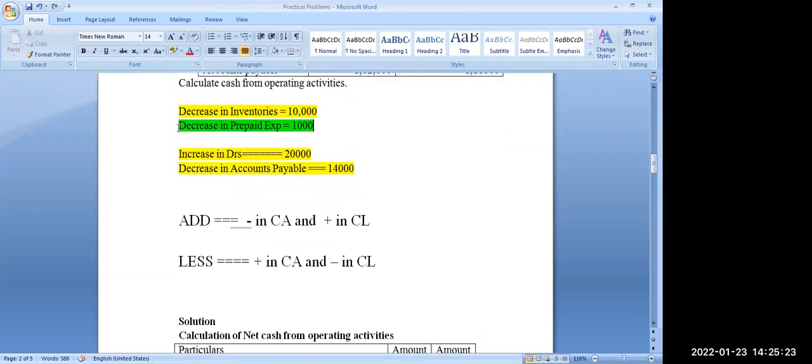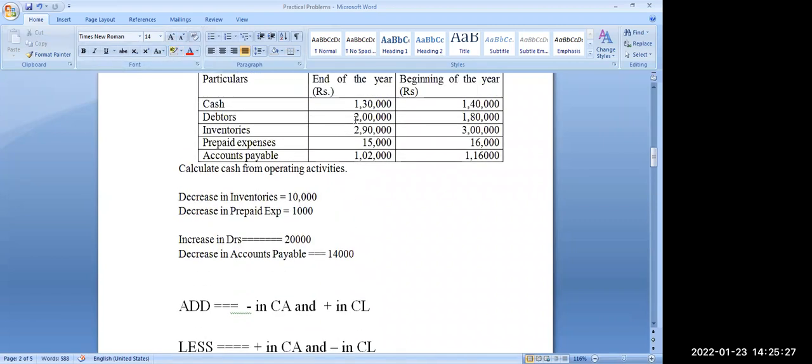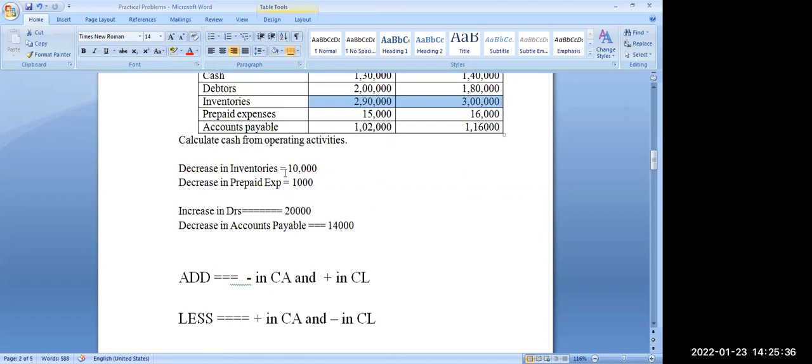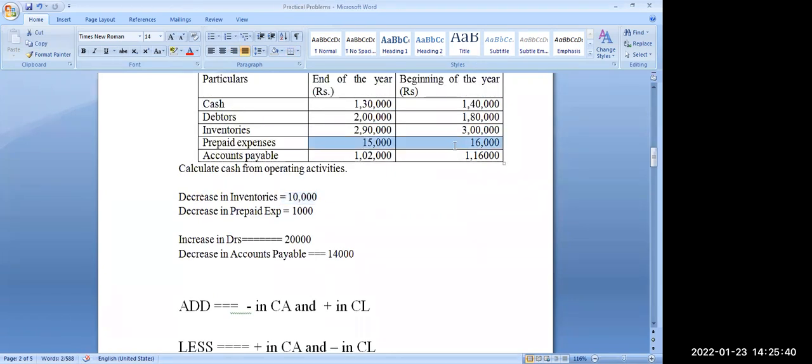Now I have taken decrease in inventory. I have written here decrease in inventory. How much? From 3 lakhs, it has become 2,10,000. So it is a 10,000 decrease. Then decrease in prepaid expenses: 1,000 rupees, decreasing from 16,000 to 15,000. It is decreasing, so I have taken here a decrease.